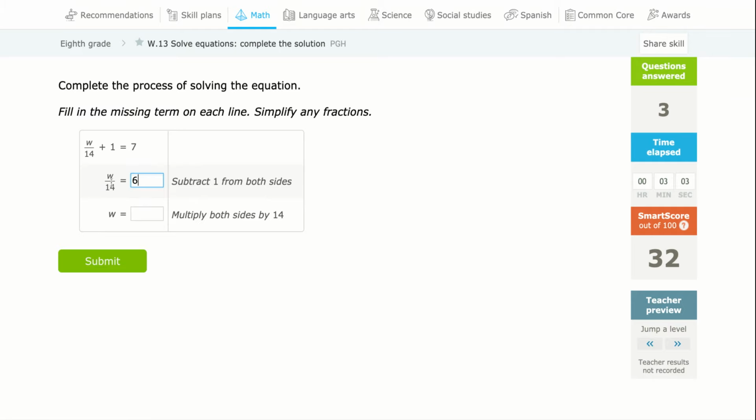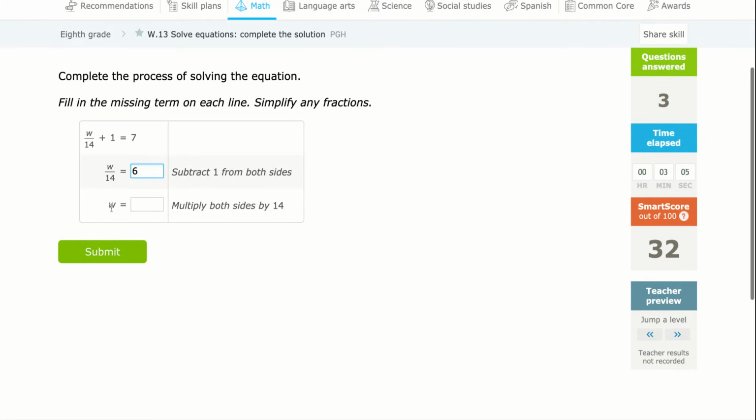Then they had a division by 14 in that second statement, which is gone in the third statement. And how did they do that? Well, they multiplied both sides by 14. So we just have to multiply 6 by 14, and that would be 84.